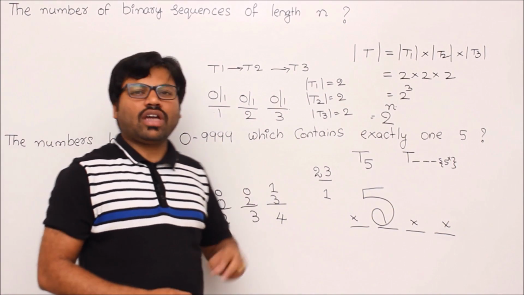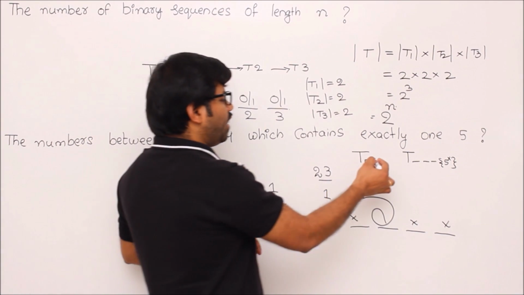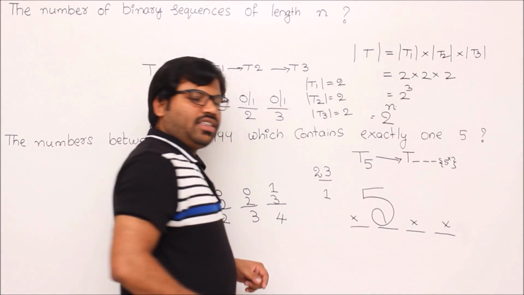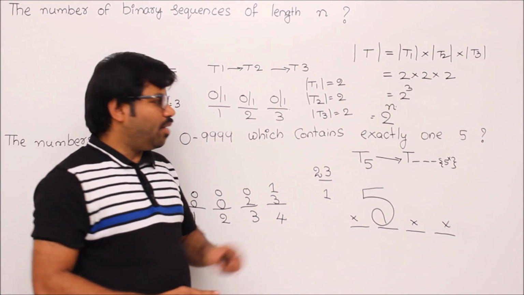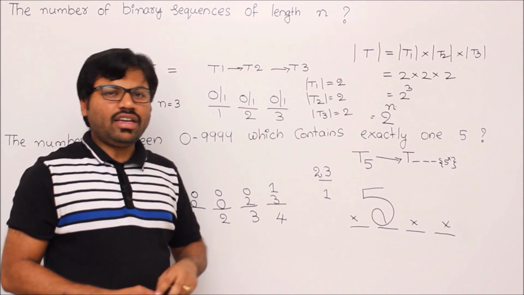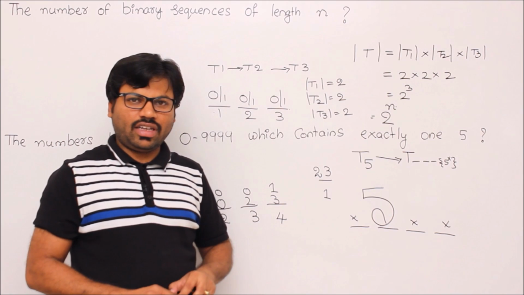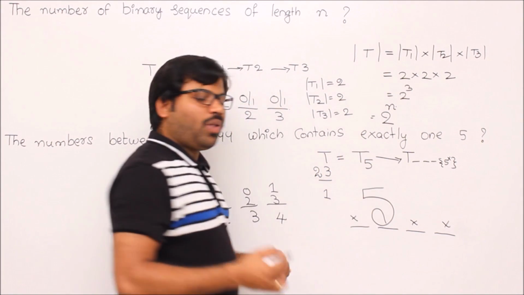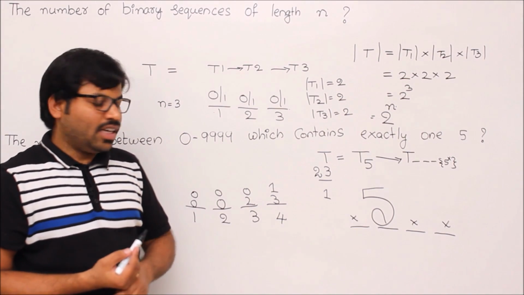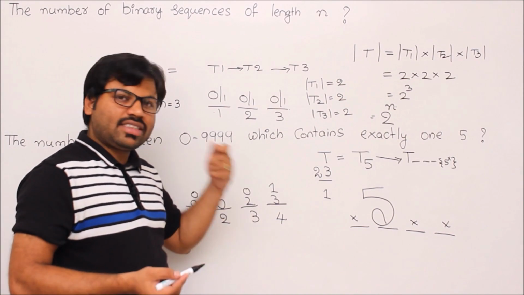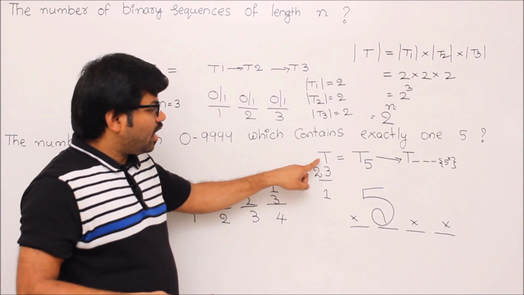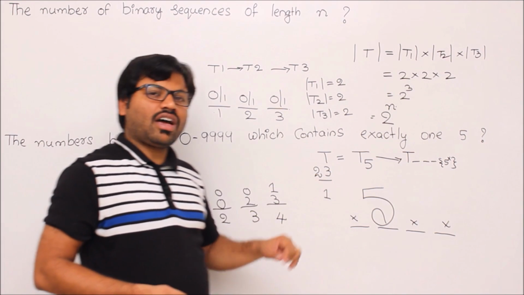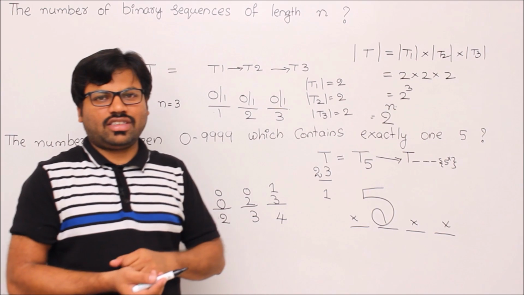Whenever I do these 2 tasks one by one, let's say T5 followed by T triple dash, I always get a number between 0 to 9999 which contains exactly one 5, isn't it? So that's why this is my task sequence. One of the important properties of a task sequence is that you should prove that your task sequence T generates all possible solutions.